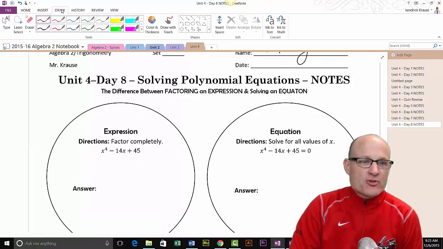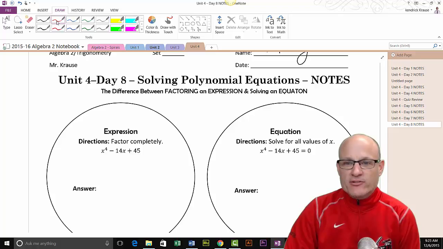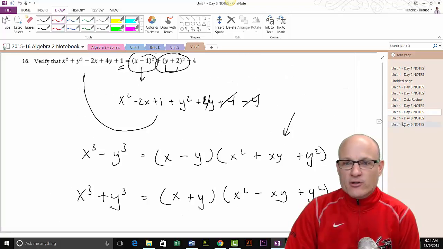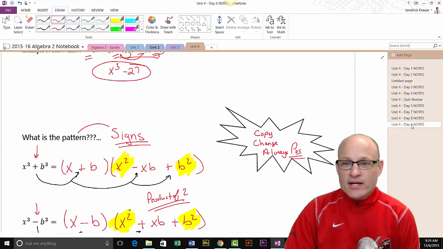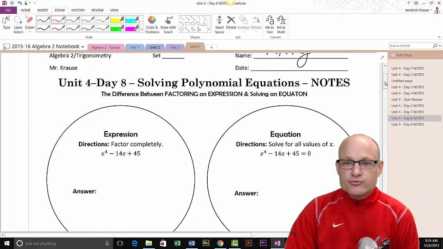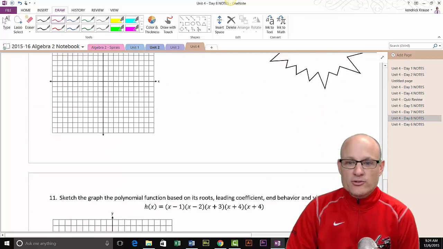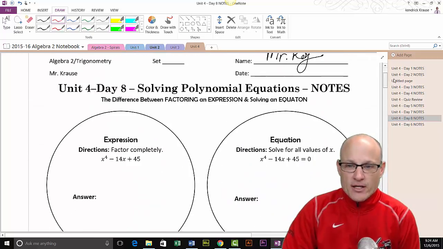Today, kids, should be a relatively short lesson. Let's see, how many pages are we going here? Oh, I hit the wrong thing. Then I'll go back to that. Day 4 sucked. All right, let's go. I want to be on day 8. There's day 8. Okay, day 8. 1, 2, 3, 4, 8 pages. Okay, good. I'm just kidding.